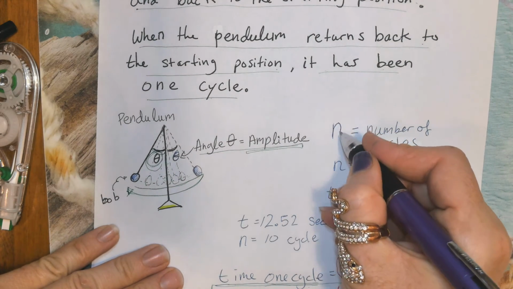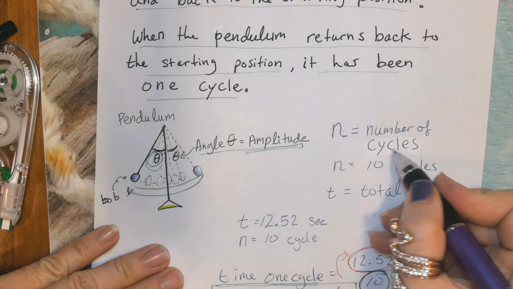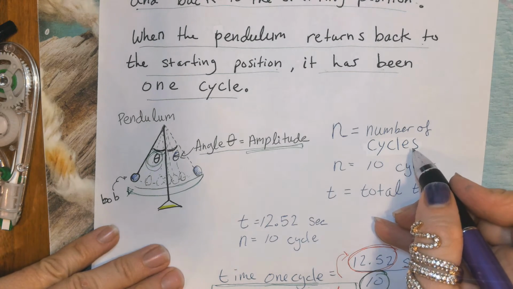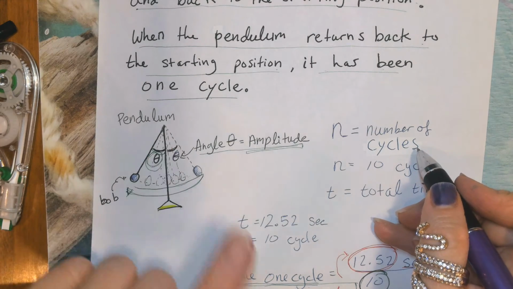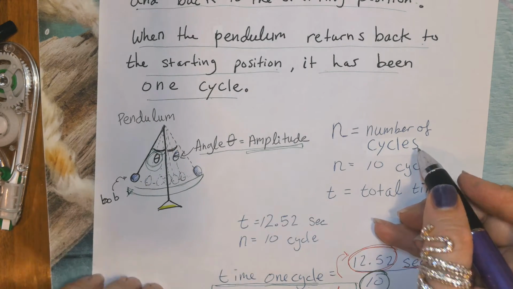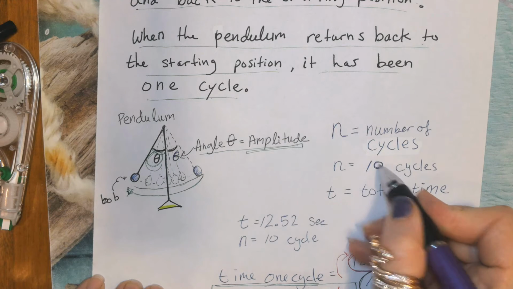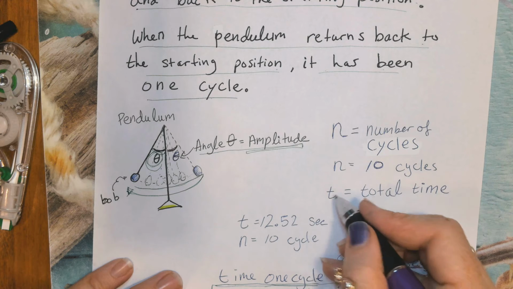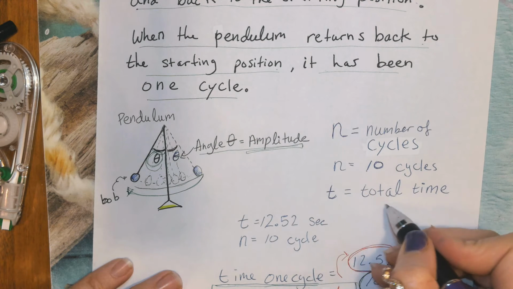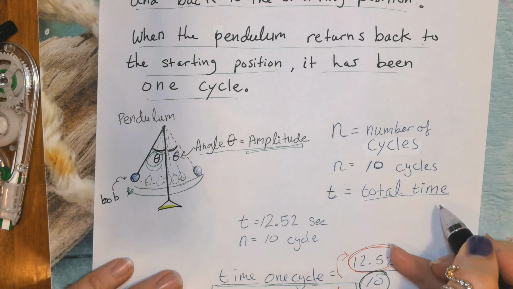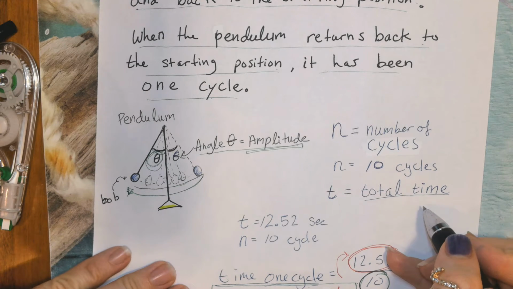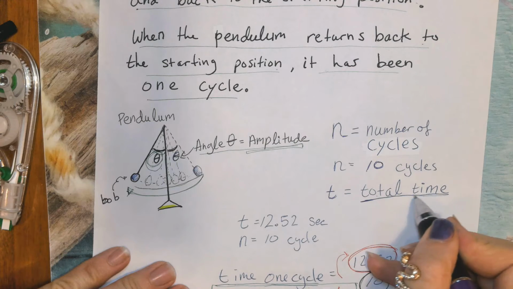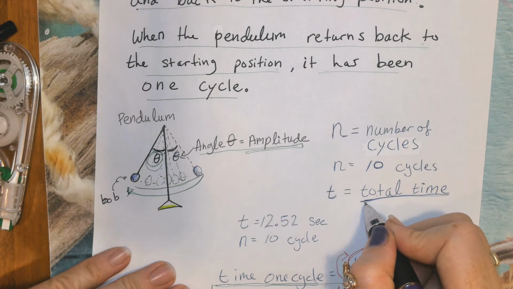Let n equal the number of cycles. In our pendulum lab, we let the pendulum swing back and forth for 10 cycles. So for our pendulum lab, n equaled 10 cycles. Let little t stand for the total swinging time. In our pendulum lab, we measured the time t, the total time.